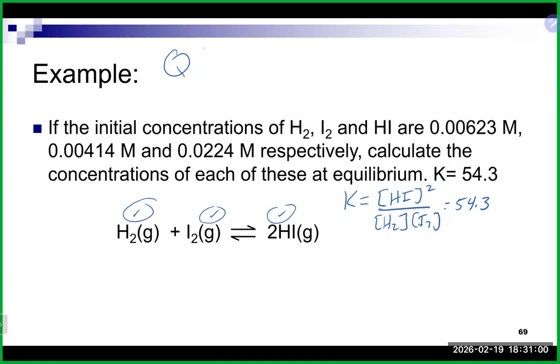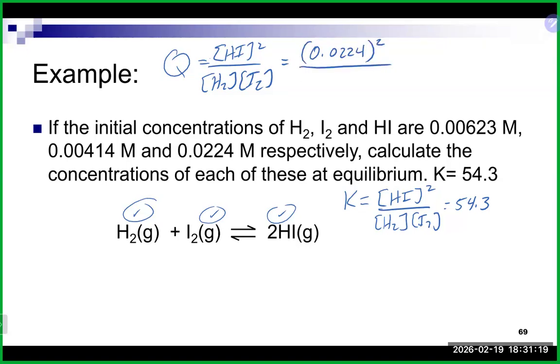So let's do that. So Q, again, is calculated the same way. So we're going to take concentration of HI, square it, divided by H2 and our I2. And we're going to put our initial concentrations in here. So we got 0.0224. Again, we're going to square it.